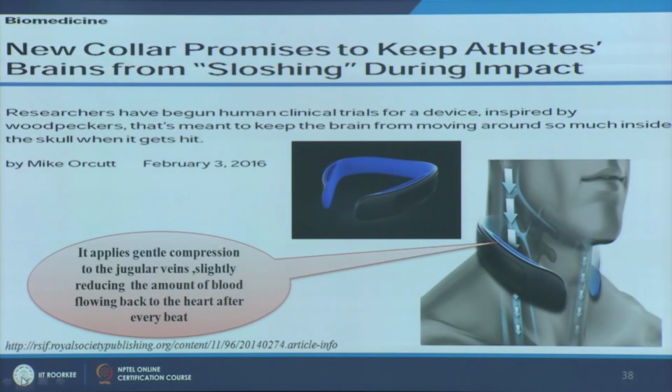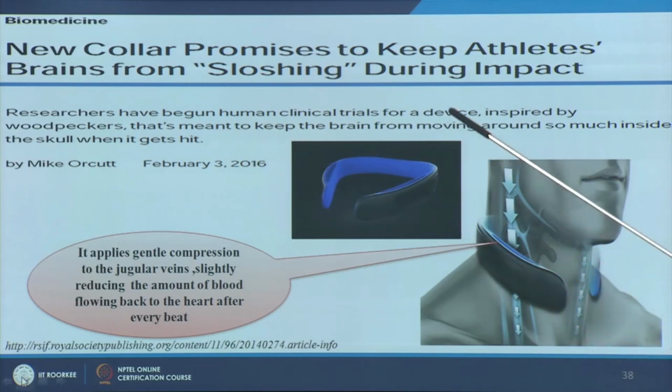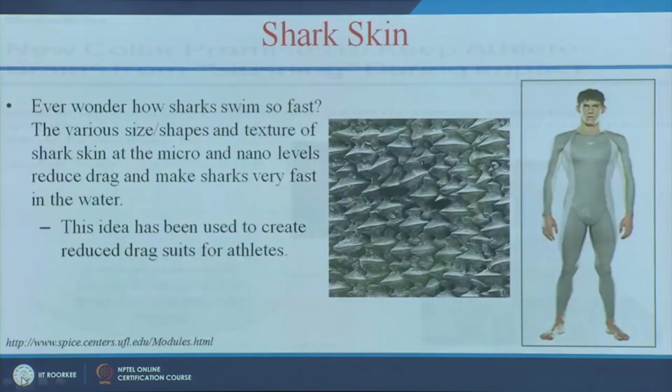Last year there was a research publication in which they showed that they made a smart collar. They got the idea from the woodpecker. This collar applies a gentle compression to your jugular veins, and it slightly reduces the amount of blood flowing back to the heart after every beat. So this smart collar will protect your brain from moving around so much inside when the skull gets hit. So it will protect the brain when there is a head injury or when you are facing some kind of accident.